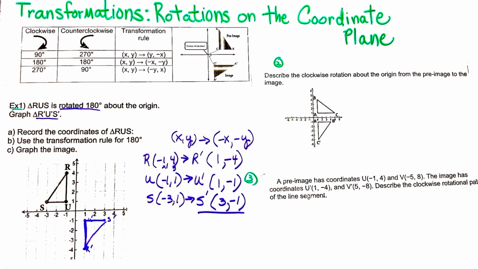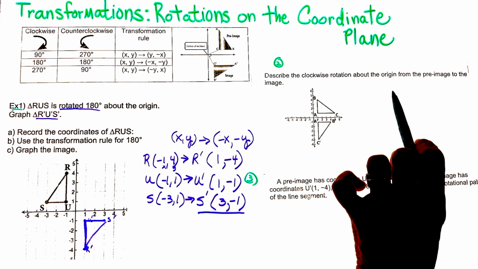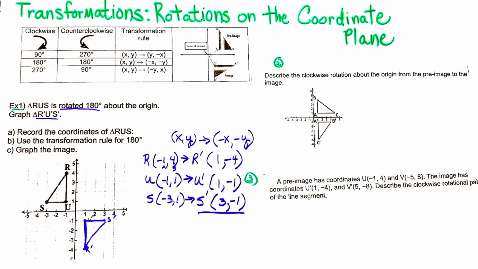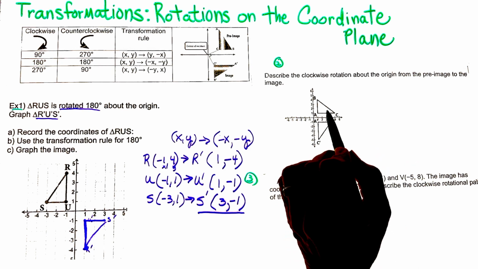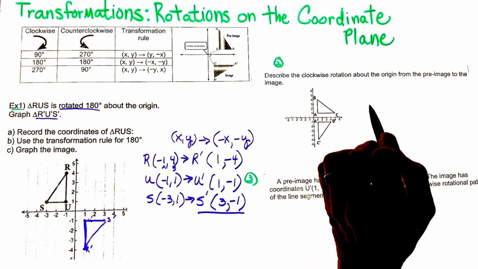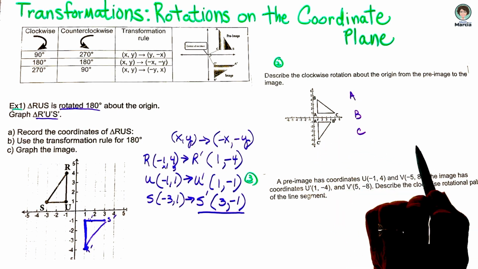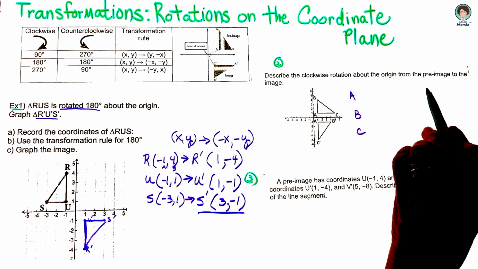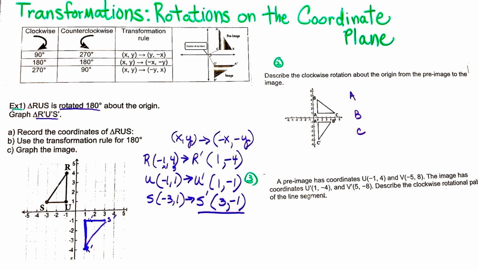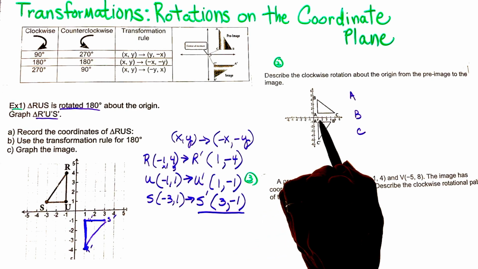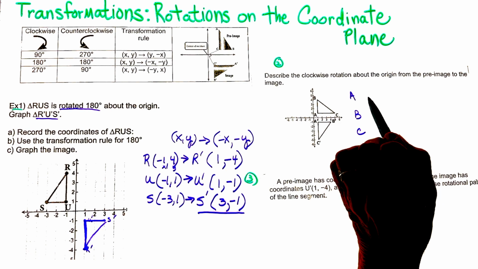Let's look at number 2. It's asking us to describe the clockwise rotation about the origin from the pre-image to the image. So what we're going to have to do is I like to write down here's my A, here's my B, and here's my C, and then I'll write down what the primes are so we can decide which rotation it is. So A is at 1 and 1.